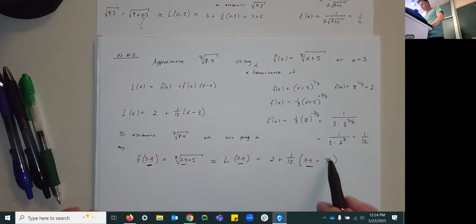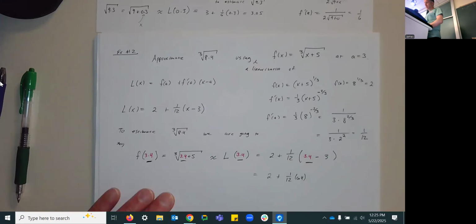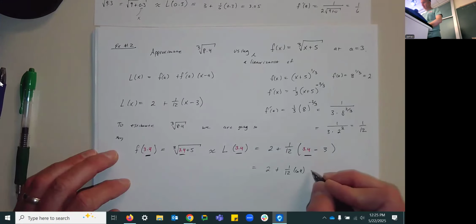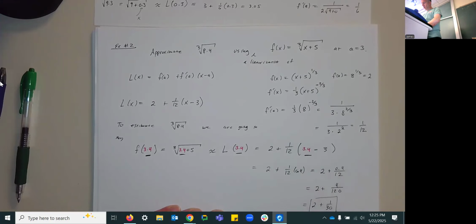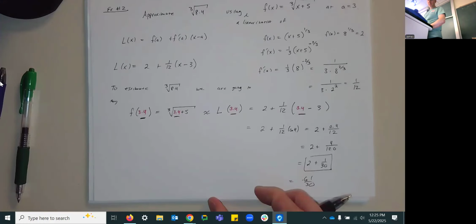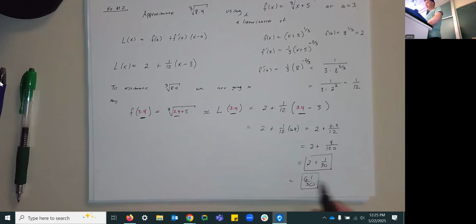Decimals are not my favorite here, but here's what I'd probably do if I was trying to make this look nicer. I'd probably rewrite this as 2 plus, instead of saying 0.4 over 12, I would think of this as 2 plus 4 over 120. Because 4 over 120, I'm just multiplying the top and bottom by 10. And then I can think of this as 2 plus 1 over 30. You could leave it like that. You could write it as 61 over 30. That's also fine.